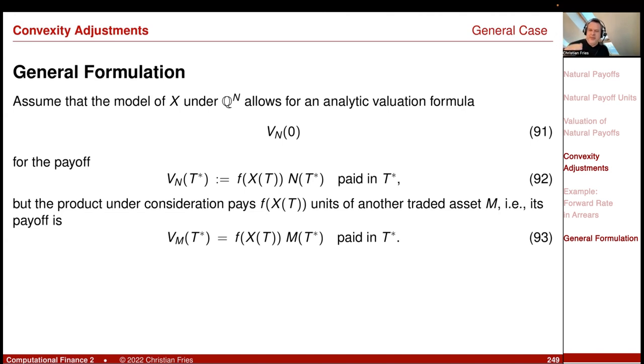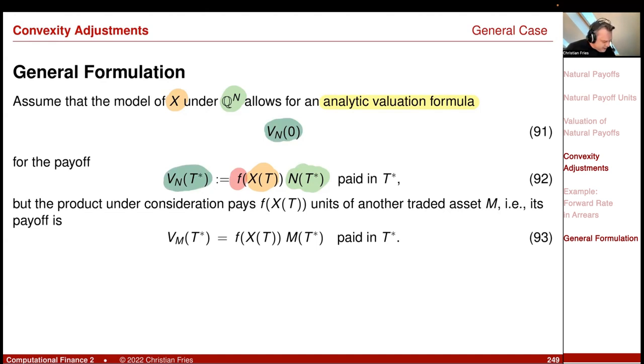So I said change of numéraire, but actually it is change of payment units at first. So consider the general setup. I have my index X here, and there is a natural payment unit associated with this index, which is N. So it means that X is a Q^N martingale. Or if it is not a martingale, assume that you have some analytic valuation formula V subscript N that allows you to value this payoff f of X(t) when this is paid in the natural unit N. So I have also a function f here. So maybe I make the V also the green one, because this is now the valuation of, say, some natural payment.